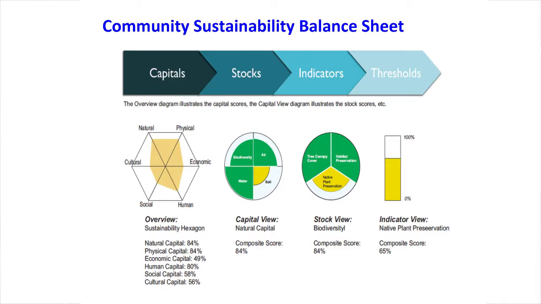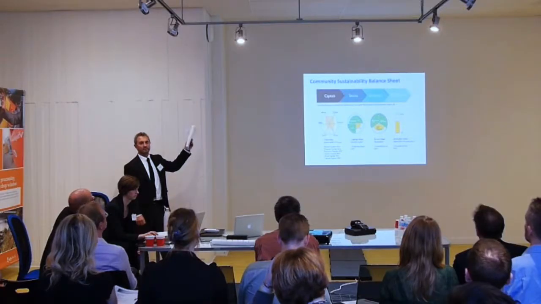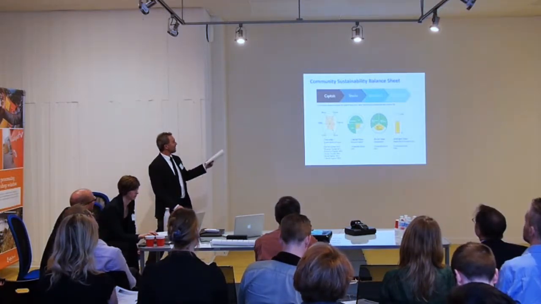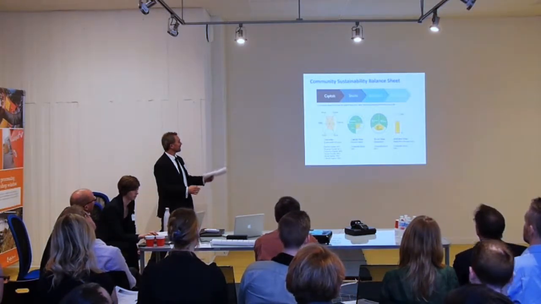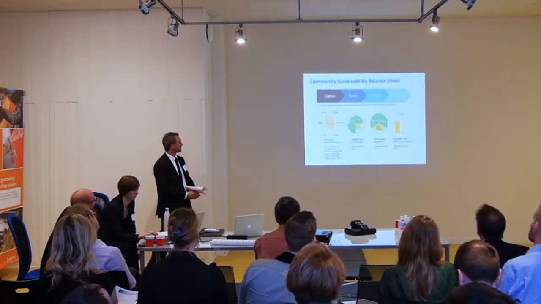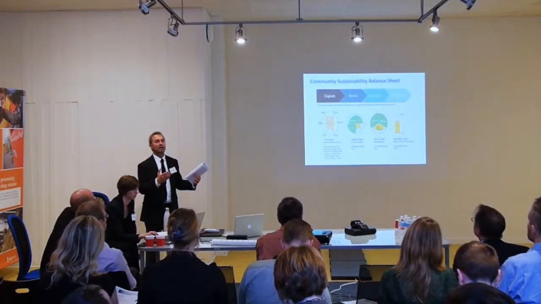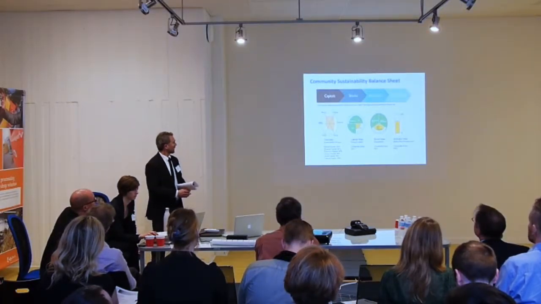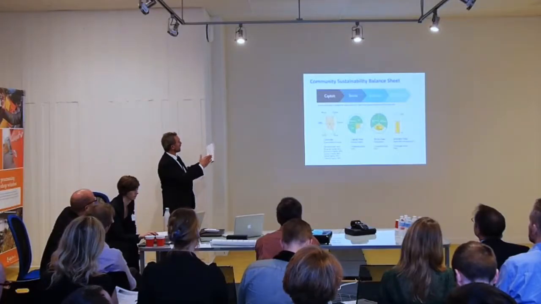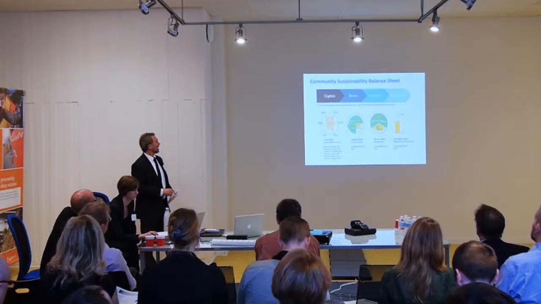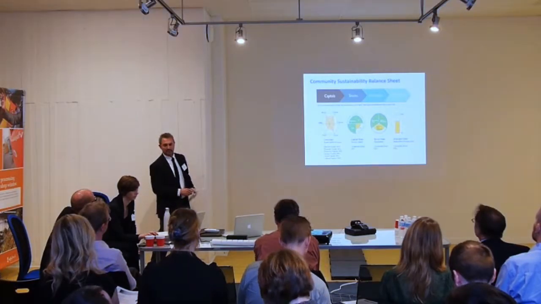If you look from the right to the left, this is an example where we take an indicator, in this case native plant preservation. We say, okay, the goal is 100%. Here we are at 65%. That's part of a stock of biodiversity, which has a composite score. That, in turn, biodiversity is part of the stock of natural capital. And natural capital is one of the forms of capital. We get this overview, the sustainability hexagon, which starts to tell you something very interesting.